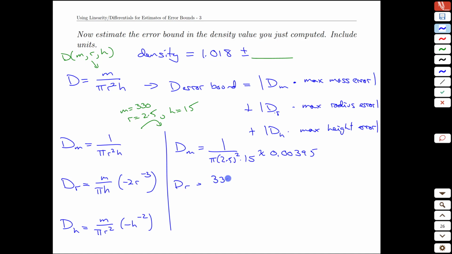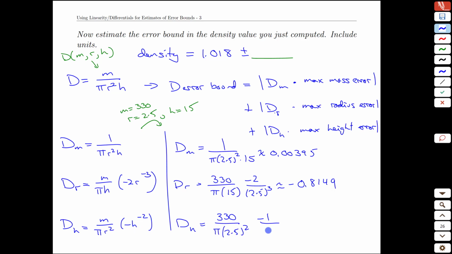Repeat for the radius. We get 330 over pi times 15. And this is negative 2 over radius cubed, 2.5 all cubed. And that's approximately equal to negative 0.8149. And then the height rate of change, mass over pi r squared. Mass is 330 over pi times the radius 2.5 squared. 1 over h squared when we're done that. And that is approximately negative 0.0679. All right. We're basically there.